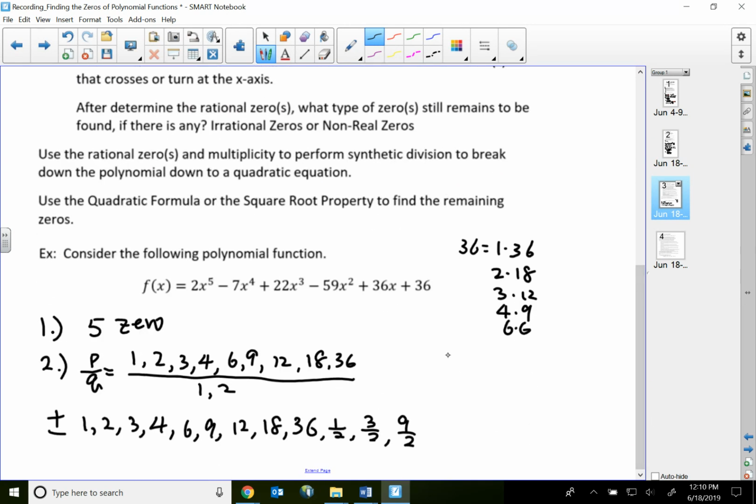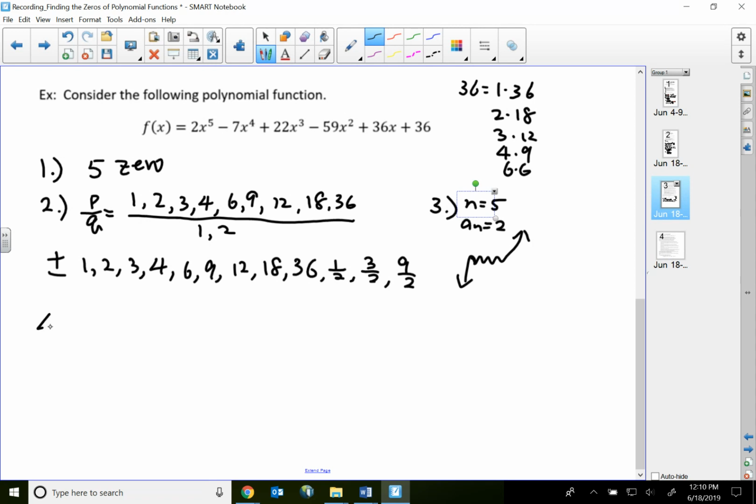Number 3, what should my graph look like? My degree is 5. Leading coefficient a sub n is positive. So which scenario would it be? Leading coefficient positive, degree is odd. Right side goes up, left side goes down. So it will look something like that. So let's graph it and we can answer those questions.